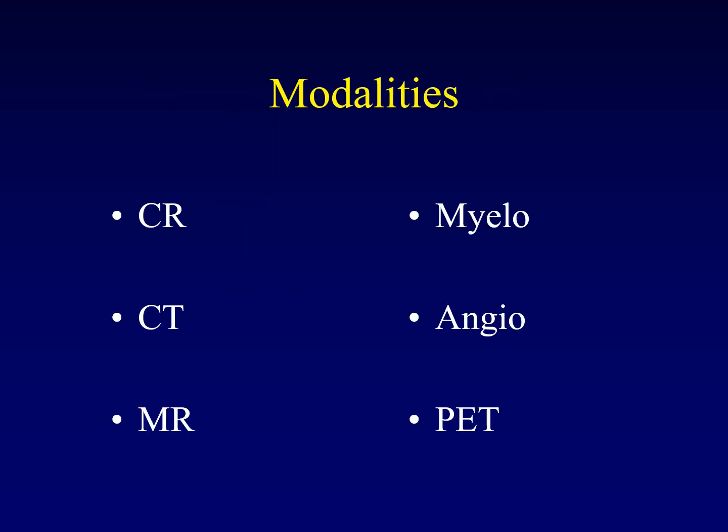The modalities that we're going to be considering in this lecture include conventional radiographs, plain films, x-rays, computed tomography, magnetic resonance imaging, and then a few less commonly known modalities that include myelography, angiography, which we've covered in the previous lectures, and positron emission tomography, which we're only going to talk about briefly. Most of what we're going to be talking about is CT and MRI, because those are really the workhorse modalities in neuroradiology.